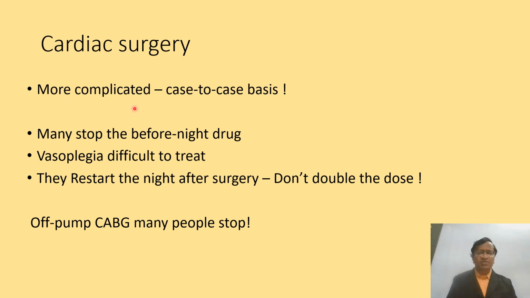Cardiac surgery is more complicated. You have to take it on a case by case basis, and many stop it the night before. Vasoplegia is difficult to treat, because if it goes into severe hypotension, it is difficult. If there is some hypertension, 150/100, it is easier to treat, especially in off-pump CABG. Many people stop.